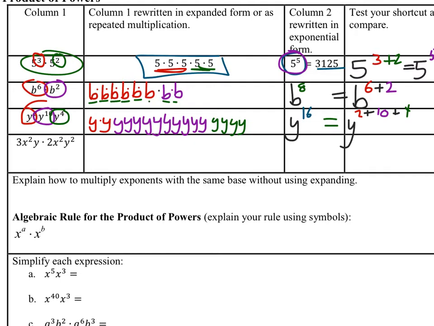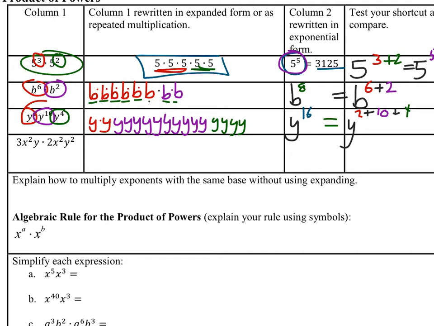So again, this is just pointing out when we have the same bases being multiplied, like we did in those 3 examples, then we can add the exponents. Only if the bases are the same though, okay? So on this next one, where we've got 3x squared y times 2x squared y squared, I can't combine the y's with the x's because they have different bases, alright?